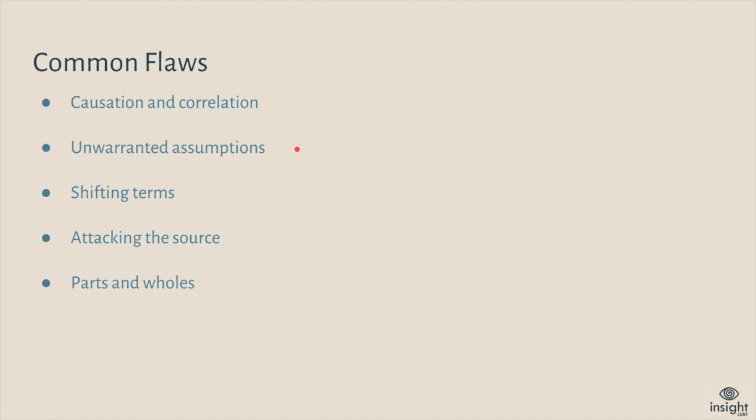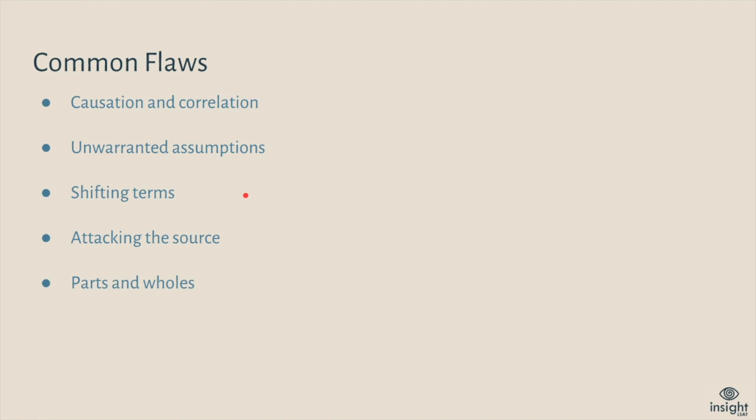Second one, unwarranted assumptions. This is just when you look at an argument and you see the conclusion, you see the support for it, and you see that the argument requires a big assumption to link the support to the conclusion, but that assumption is not put out in the text, and there's no reason to make that assumption. So it just makes this unwarranted assumption behind the scenes.